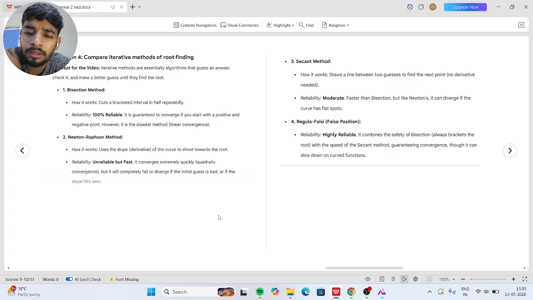And then comes the regula falsi method. It is highly reliable. It combines the safety of bisection with the speed of the secant method, guaranteeing convergence, though it can slow down on curved functions.